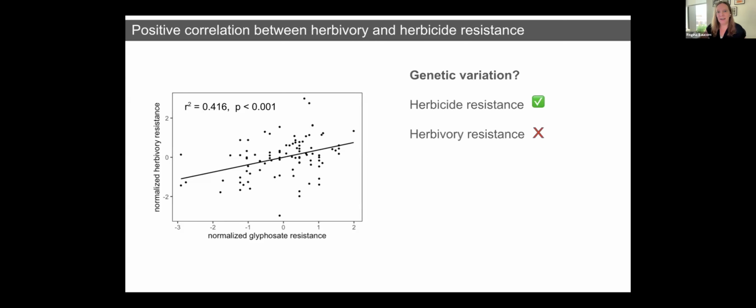We also assessed, is there the presence of genetic variation for both types of resistance in the population that she was working with. We found the presence of genetic variation for herbicide resistance, but not for herbivory resistance.